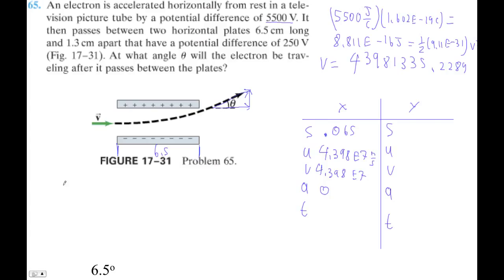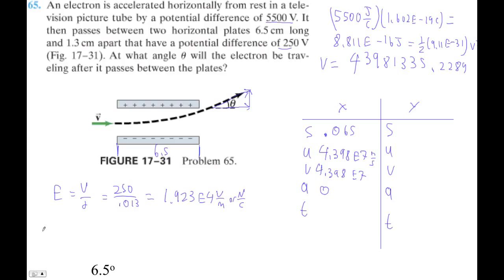In the vertical direction, let's figure out the electric field. The electric field is voltage divided by distance. So 250 divided by 0.013. And that's 1.923 times 10 to the 4th volts per meter, or newtons per coulomb.